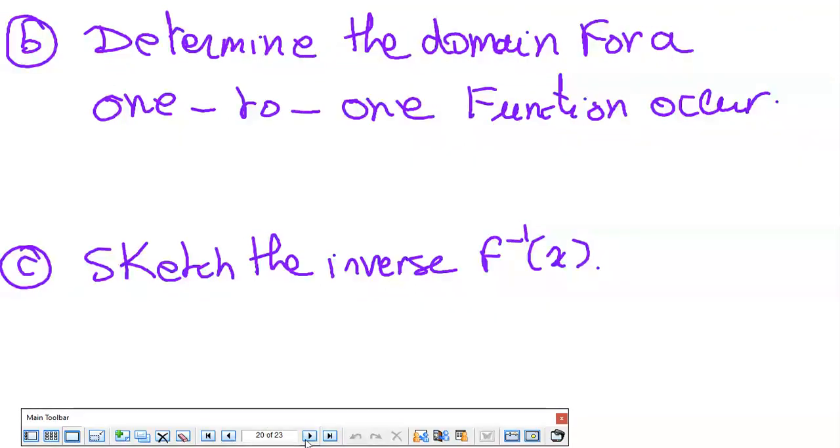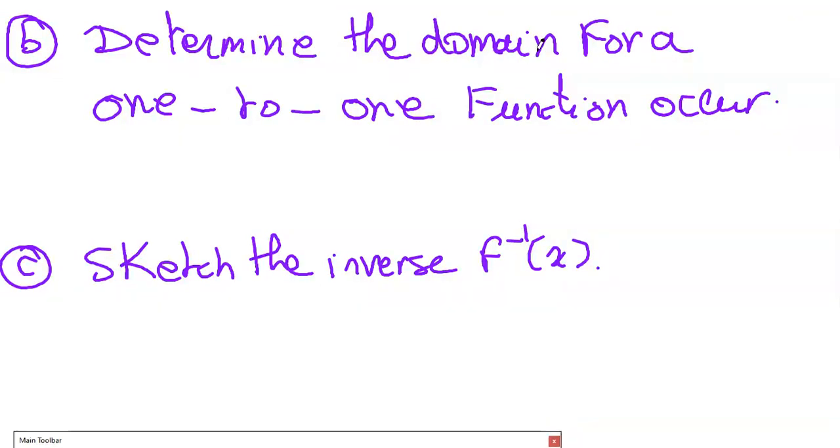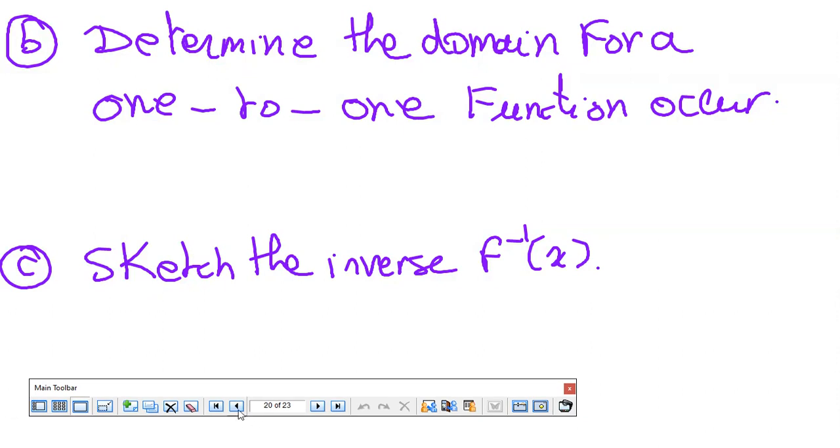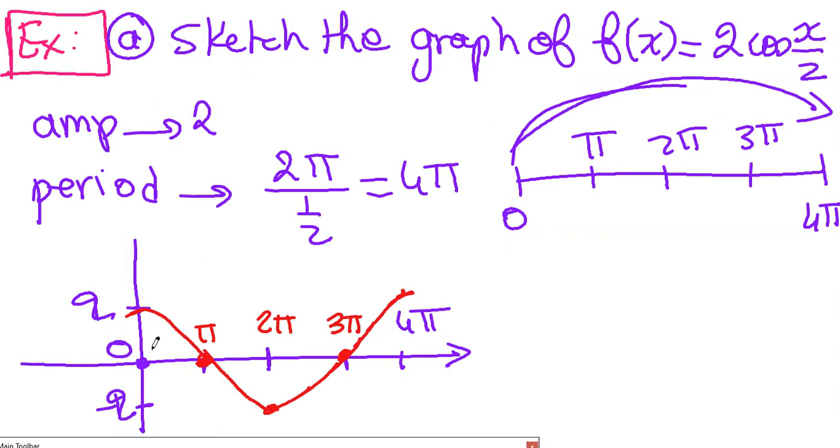Let's move to the second question. Determine the domain for a one-to-one function. So is this function a one-to-one function over all its domain? No. How can I see that? First, if I do the horizontal line test, look guys, it cuts in 2 points, so it's not a one-to-one function. Second, if I want to see it, is it monotonous over all the domain? No, it's decreasing then increasing. So I need to restrict the domain.